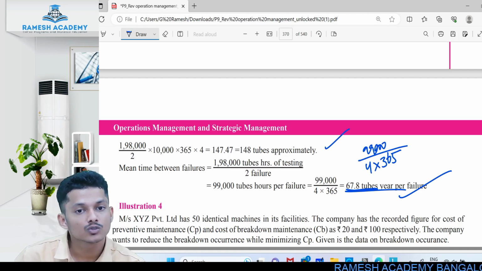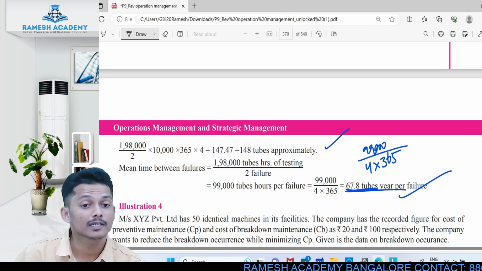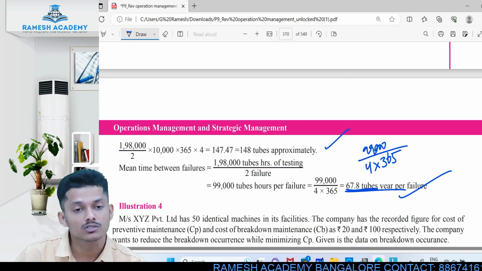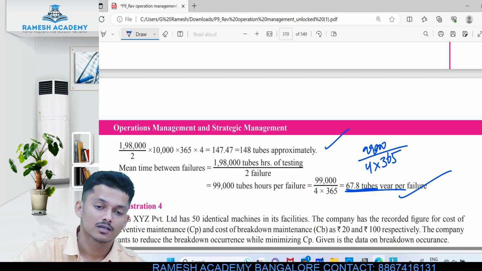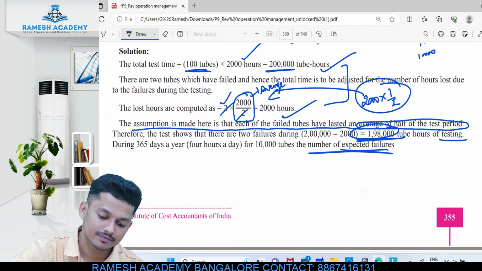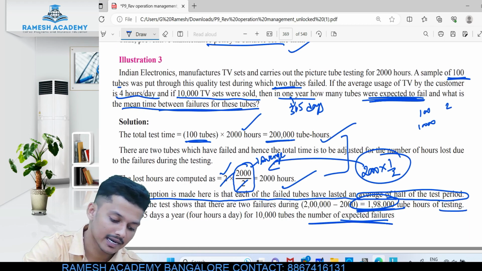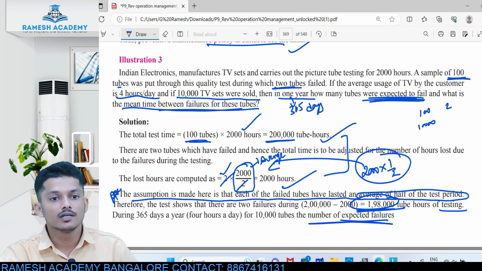Clear? So easy, right? Just a tricky point here. There are 2 underlying questions here: the number of machines expected to fail when 10,000 tubes are used, and the mean time, that is the average. Clear? Yes. Go through this question. The assumption here is important. Then we will go with the next question.